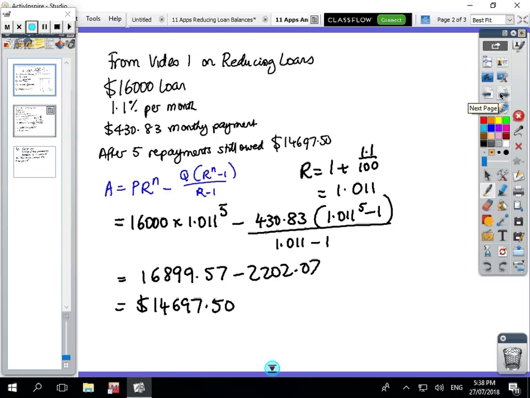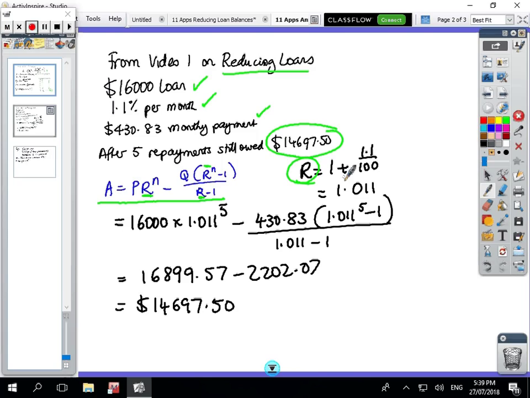Okay, so from the first video on reducing loans, we had an example of a $16,000 loan at 1.1% per month, the repayments were $430.83, and our answer from the video was $14,697.50. So here's our new formula. To calculate, first of all, you have to work out the R value, because that formula has R there and R there and R there.